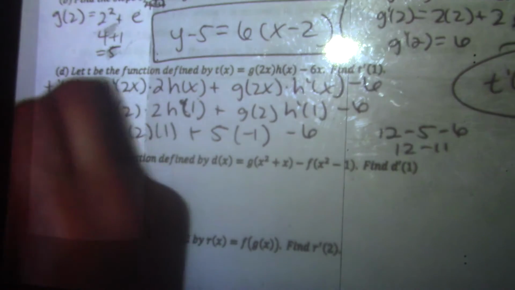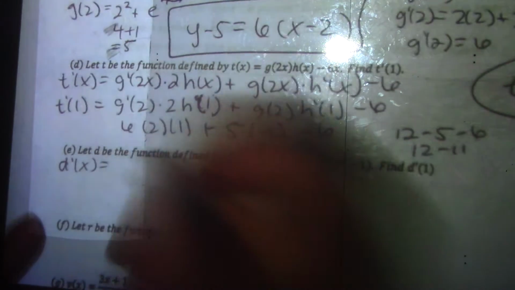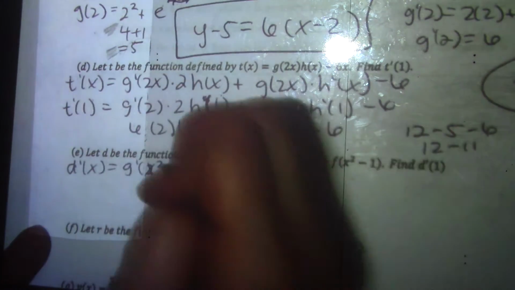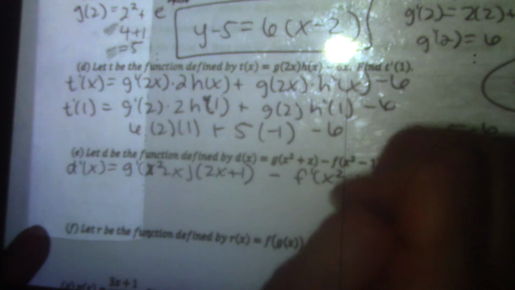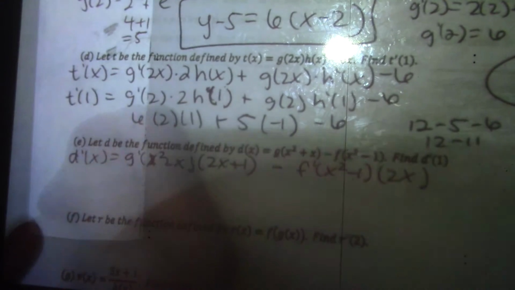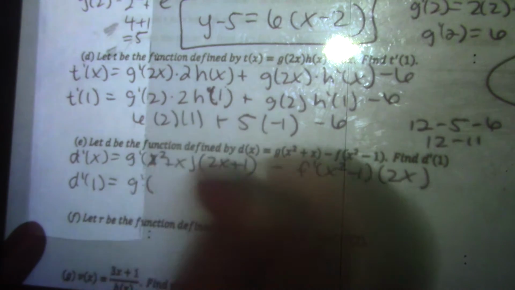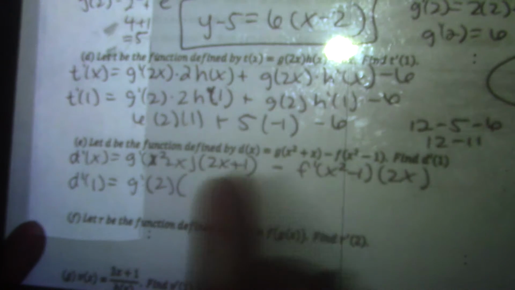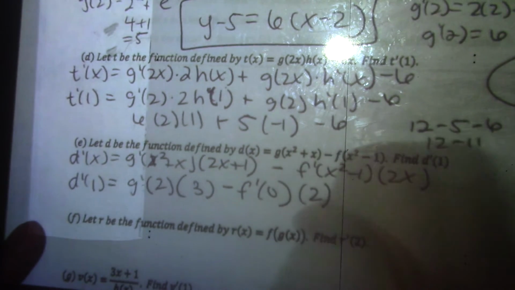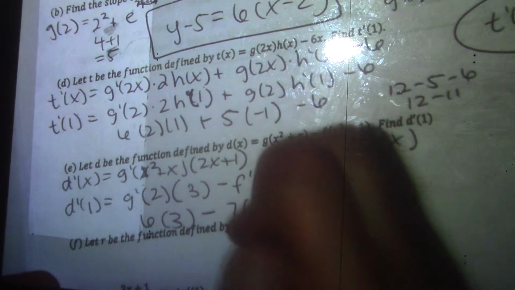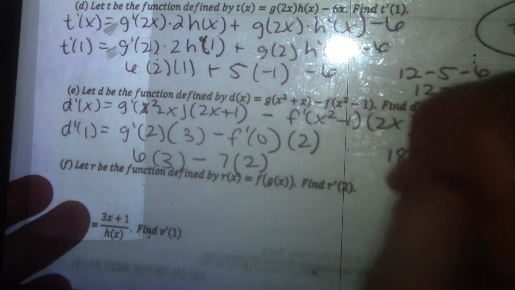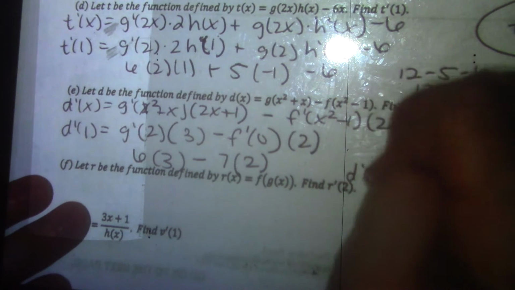Finding d prime of 1, so d prime of x, chain rule, g prime of x squared plus x times 2x plus 1 minus f prime of x squared minus 1 times 2x. D prime of 1 equals g prime of 1 plus 1 is 2, 2 plus 1 is 3, minus f prime of 1 minus 1 is 0, and 2. G prime of 2 is the 6 times 3 minus f prime of 0 is 7 times 2. So you've got 18 minus 14 is 4, and that is your d prime of 1.